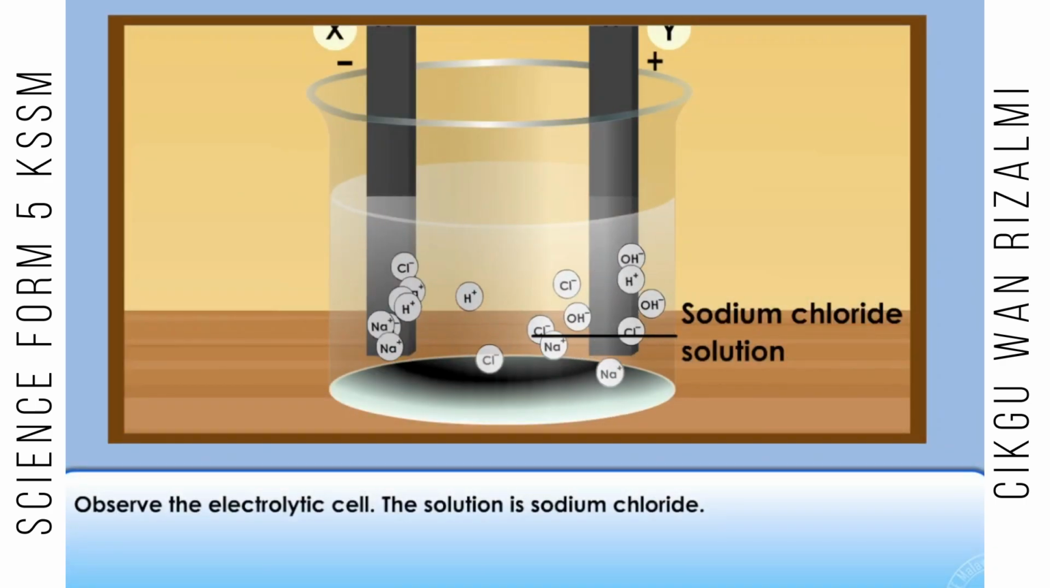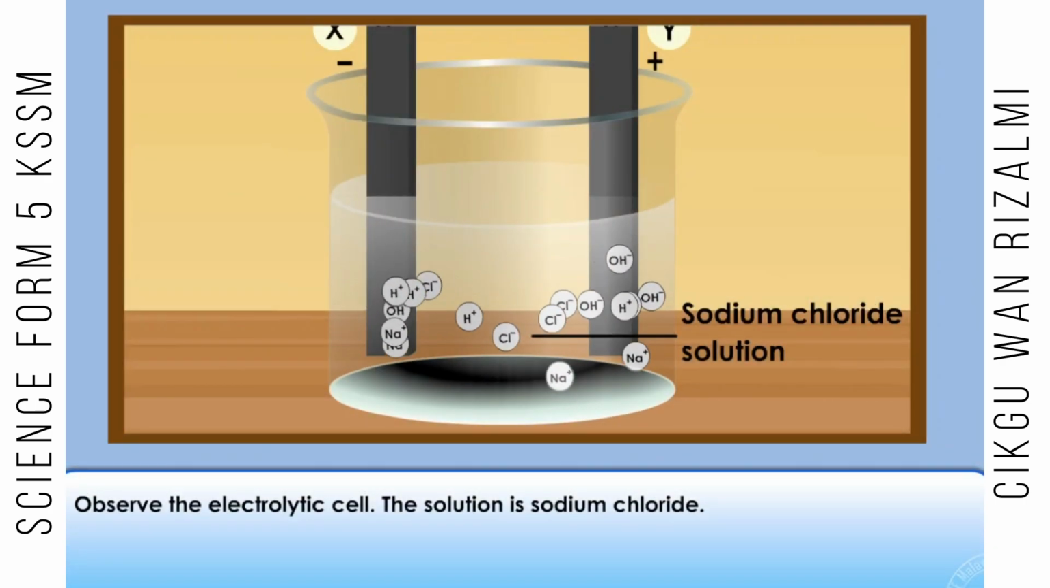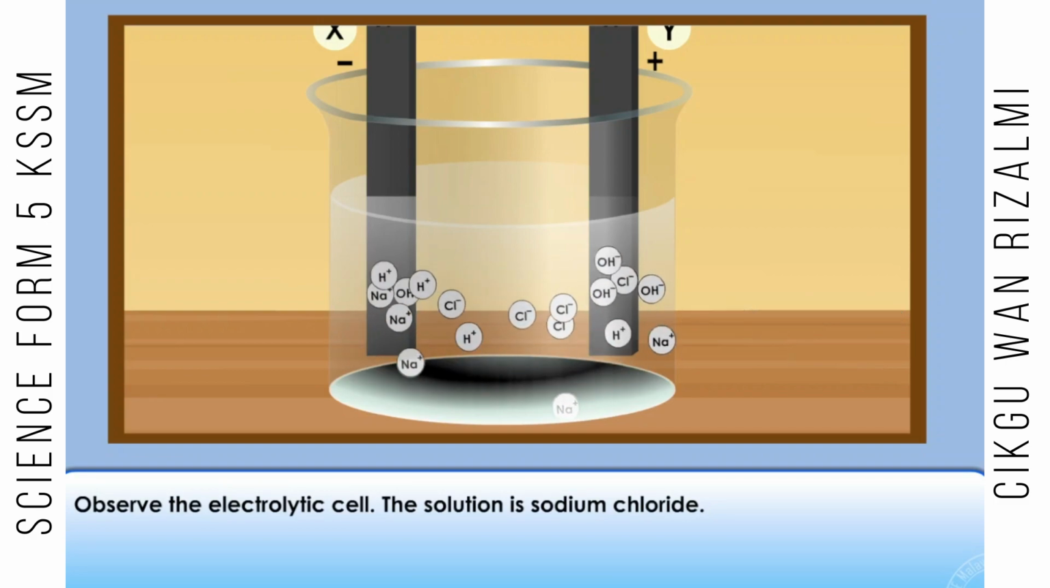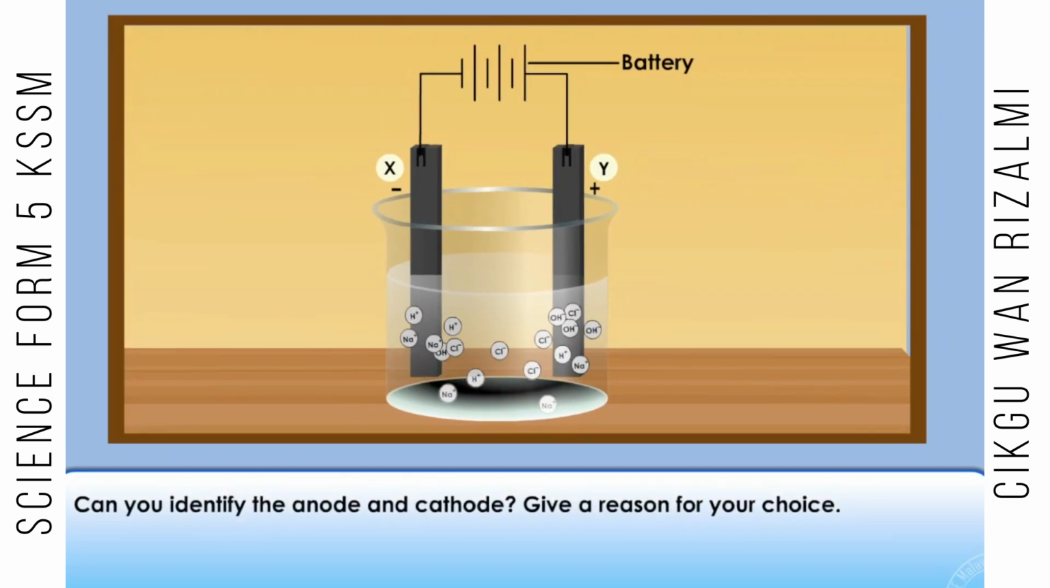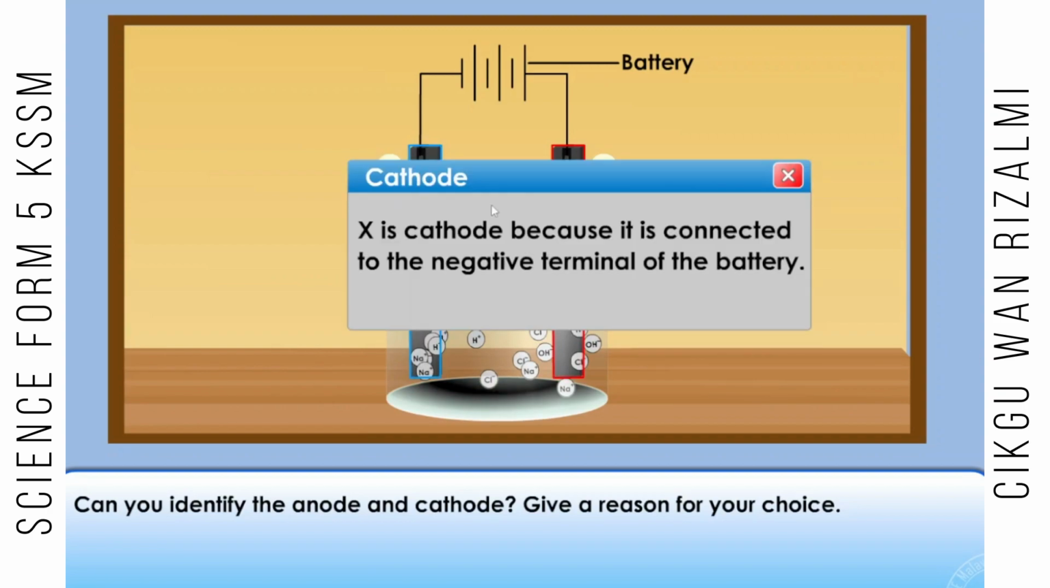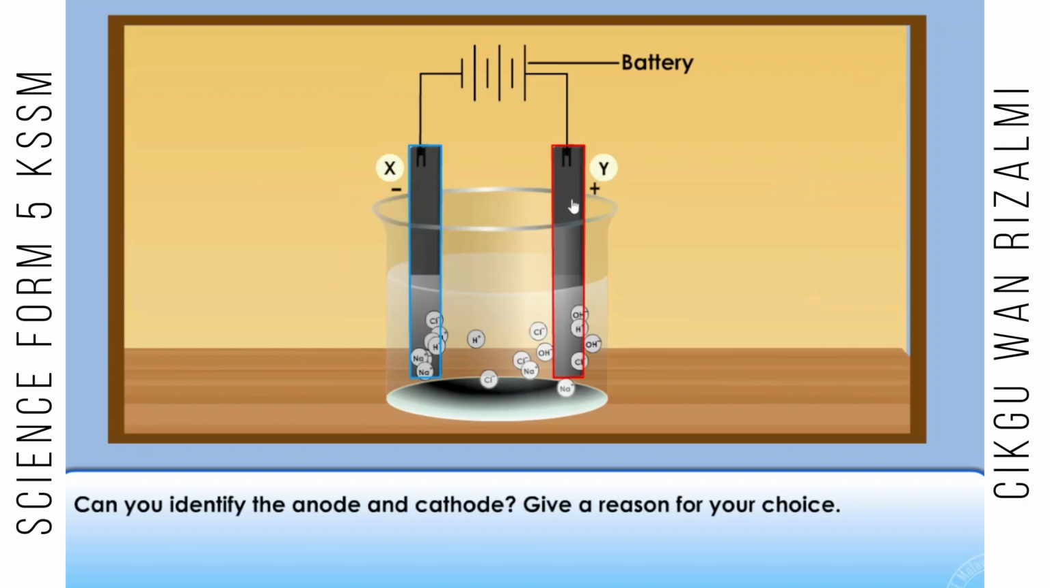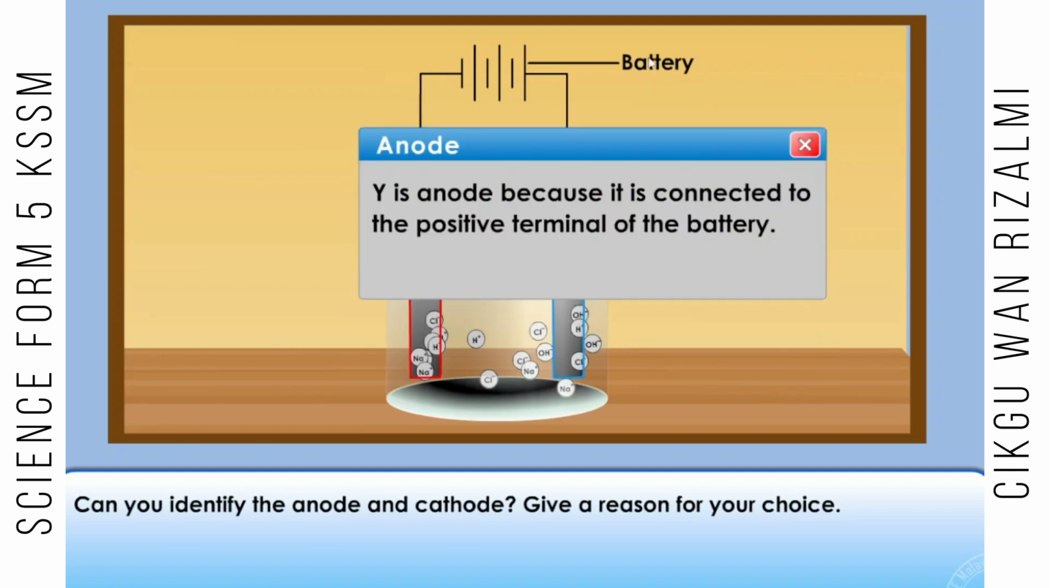Observe the electrolytic cell. The solution is sodium chloride. Can you identify the anode and cathode? Give a reason for your choice. X is cathode because it is connected to the negative terminal of the battery. Y is anode because it is connected to the positive terminal of the battery.